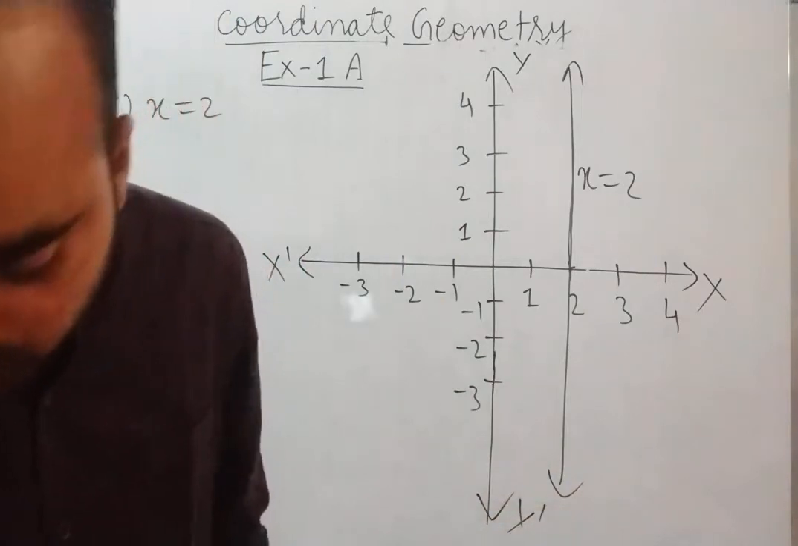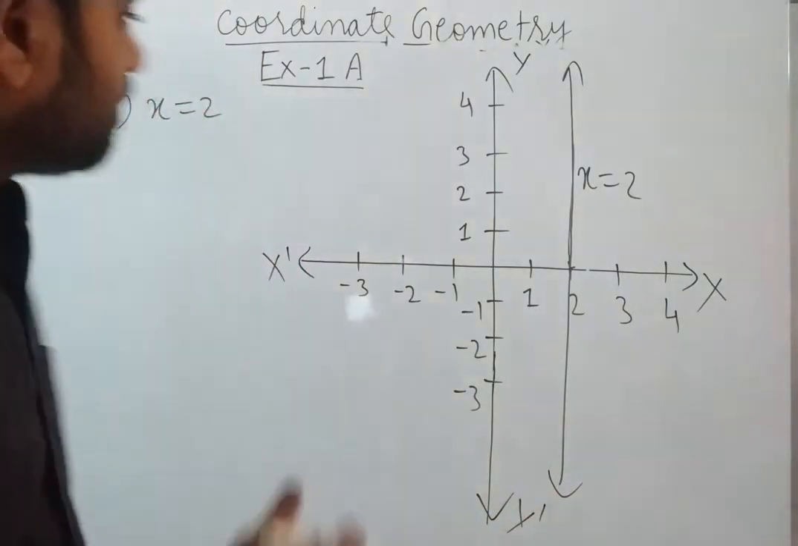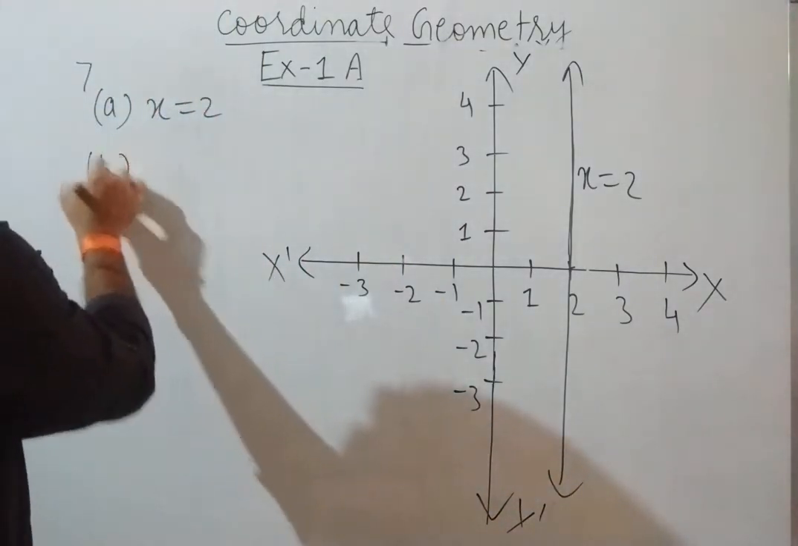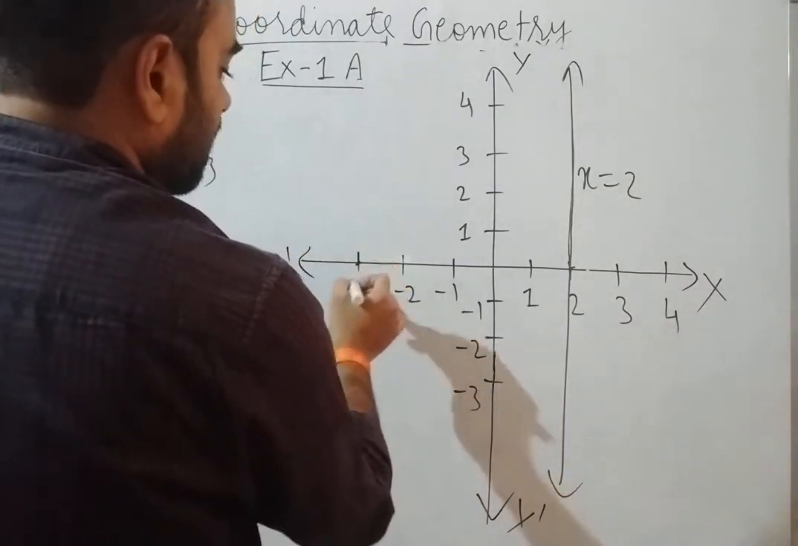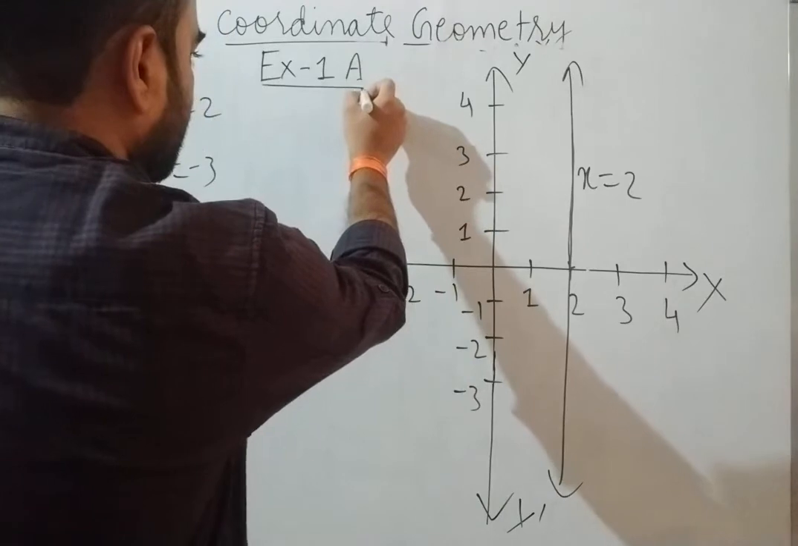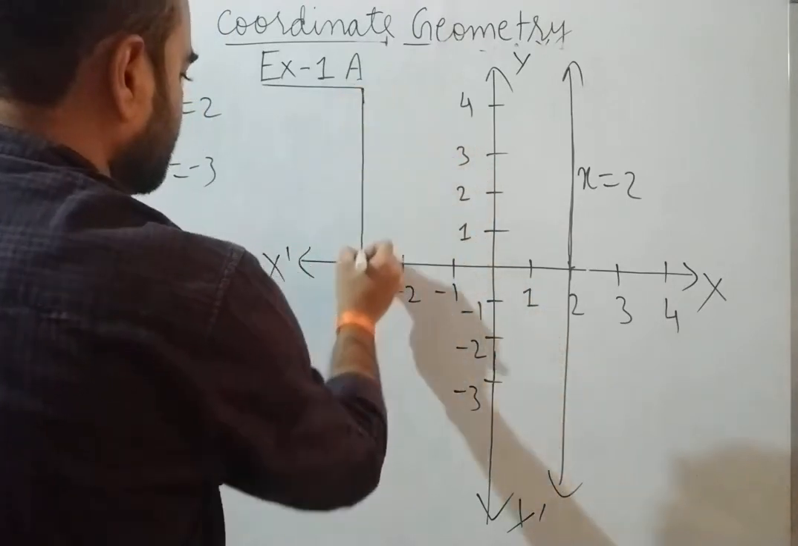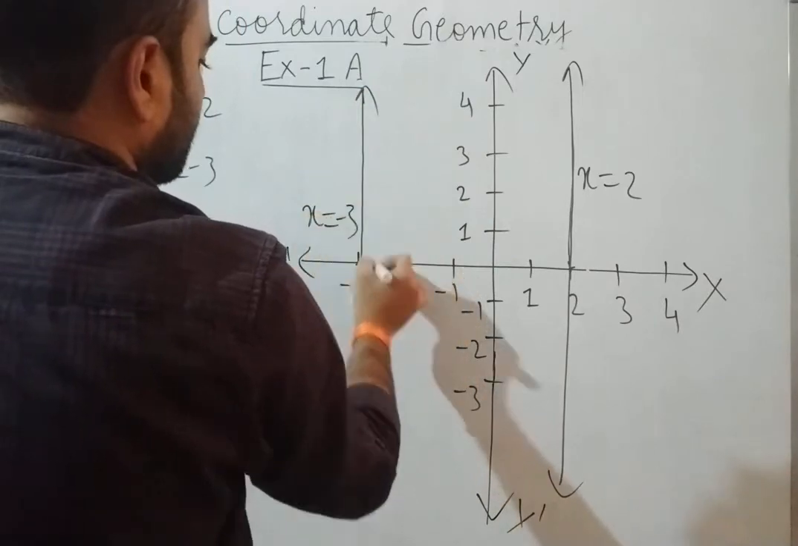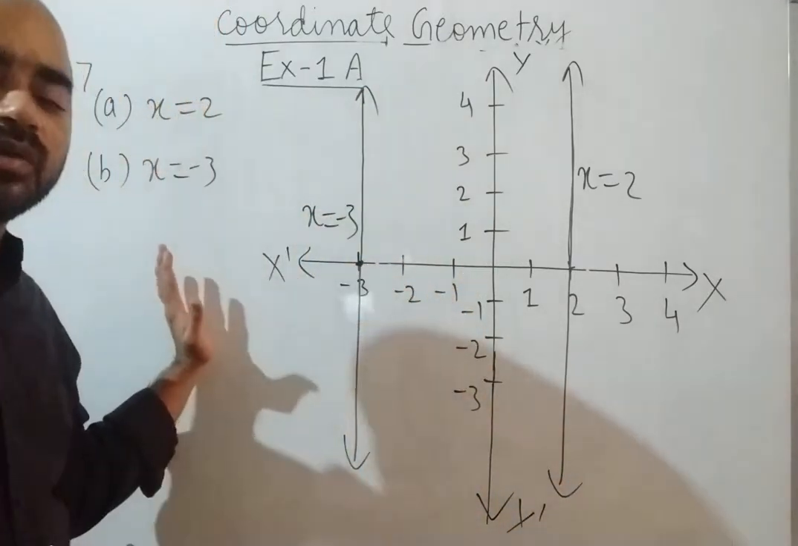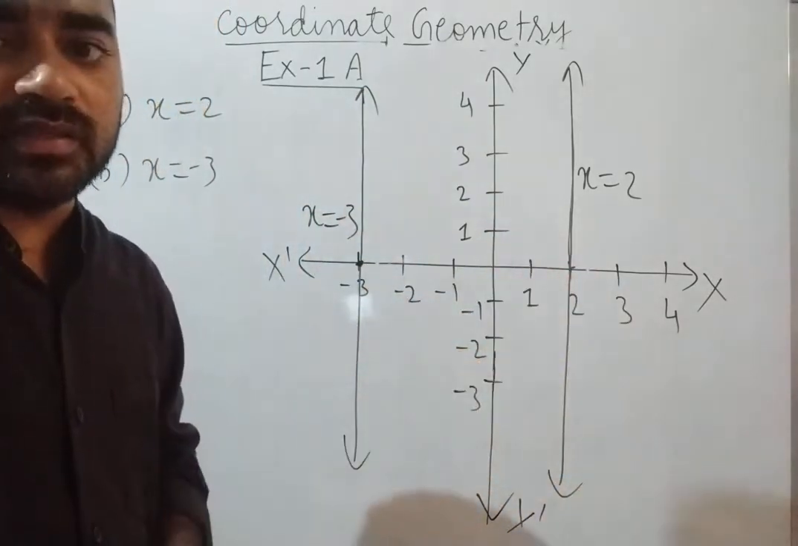Okay. Next one is x is minus 3. X is minus 3 means again we will get a vertical line passing through minus 3. This is x is equal to minus 3. Again vertical line but parallel to y axis. Okay.